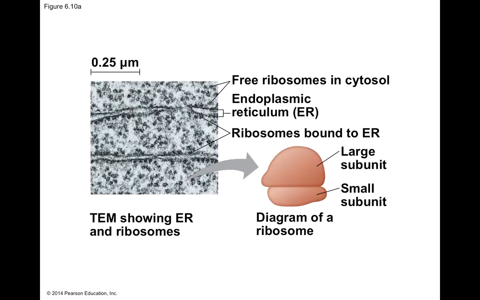The structure of a ribosome is quite simple. It's made up of two subunits, a large and a small subunit. These structures are usually separated and come together when they need to make a protein. The whole process of protein synthesis from DNA to ribosomes will be discussed in more detail in Chapter 17.